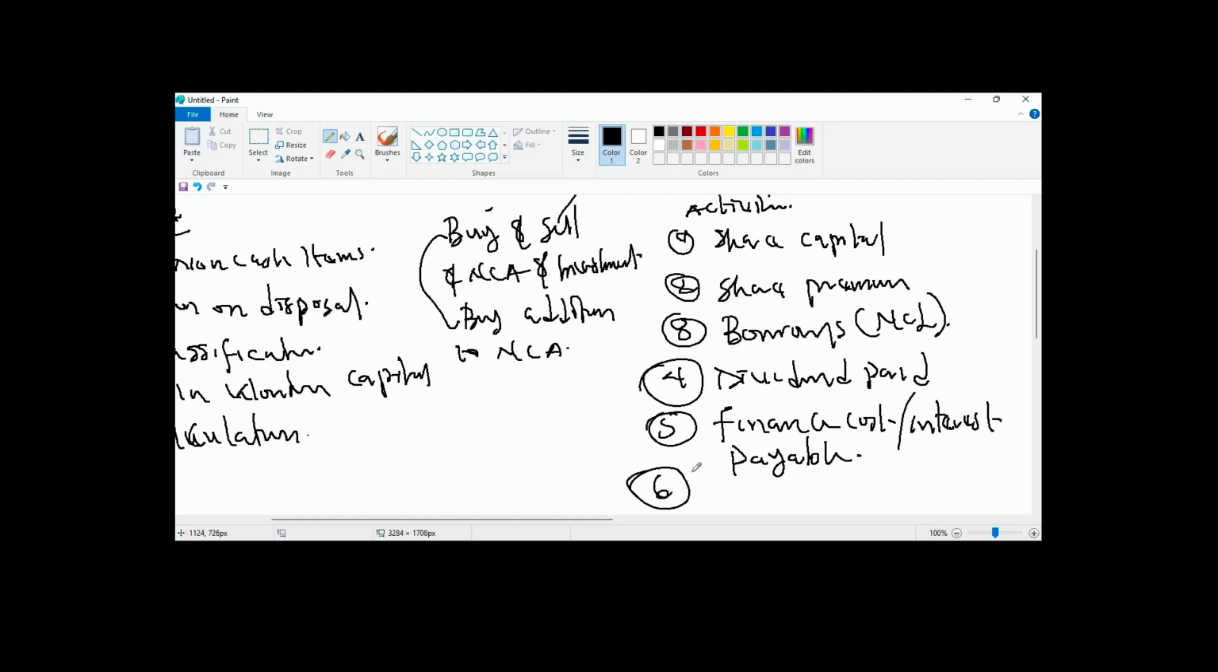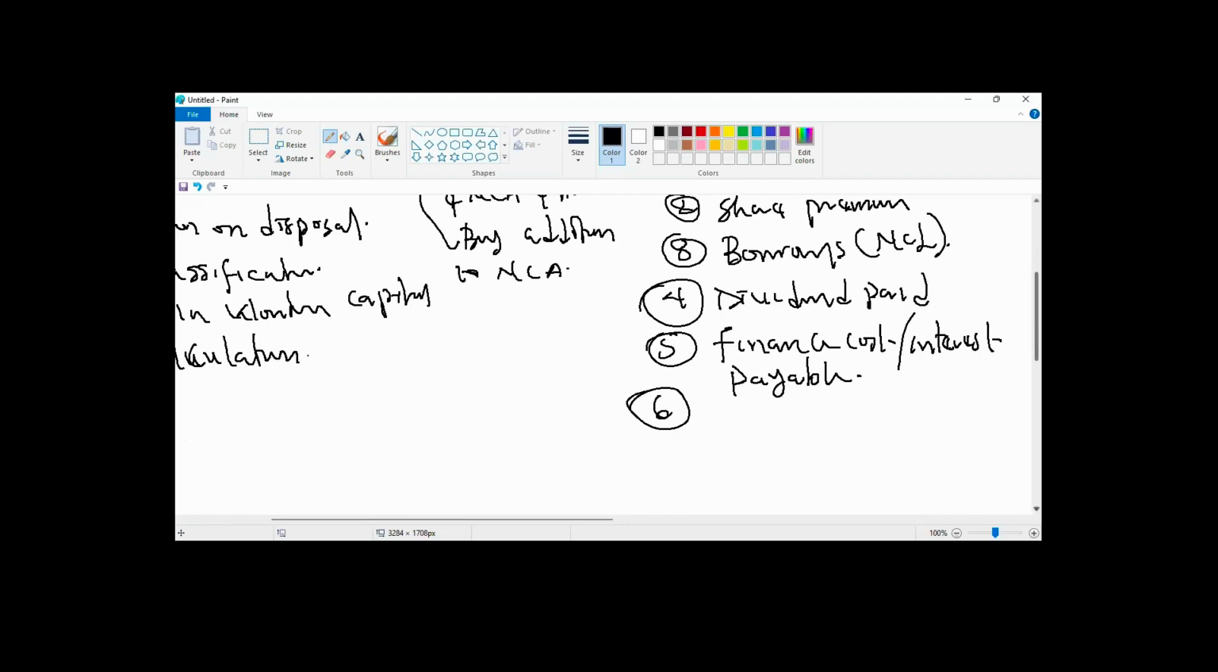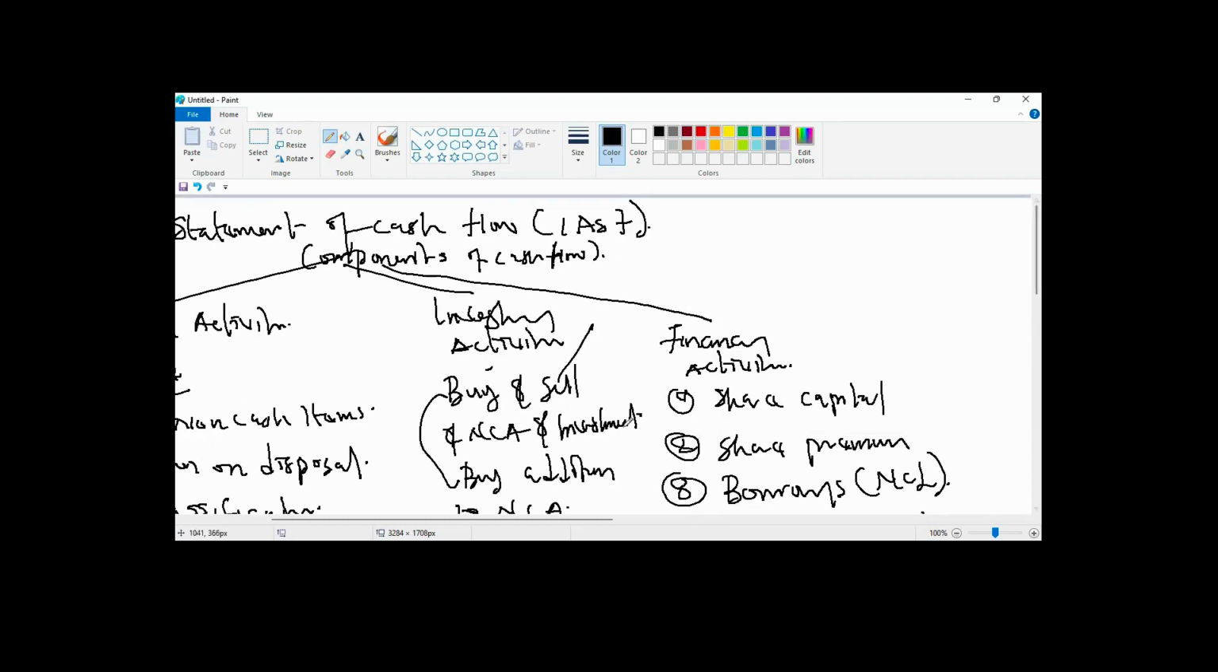Then 6, we talk about if an asset is acquired on lease, payments, cash rental on these assets. These are the things we talk about when we come to cash flow.